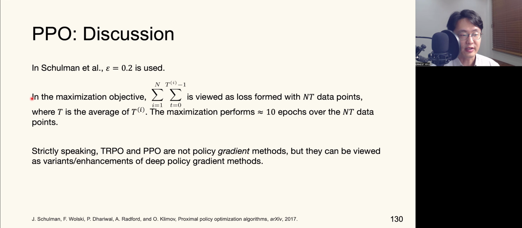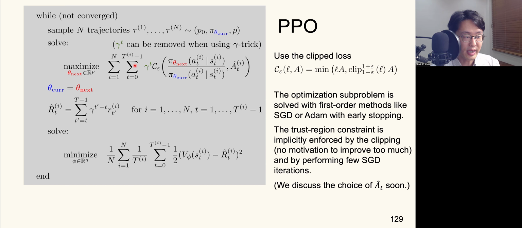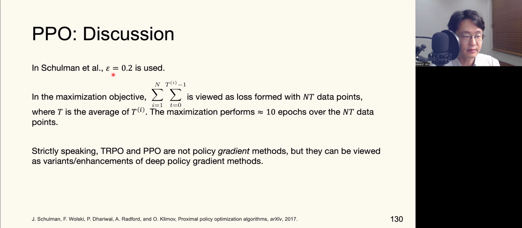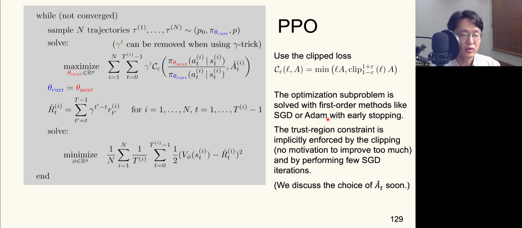In the maximization objective, we have this double summation. So going back here, this is the double summation that I'm referring to in the maximization objective. This can be viewed as a loss formed with n times t data points. So there are n trajectories, and t is the trajectory length for the n trajectories. When you perform the maximization, you often perform something like 10 epochs over the nt data points. So I said you do SGD or Adam with early stopping. So how early? Well, by early, I mean you perform something like 10 epochs over these data points.